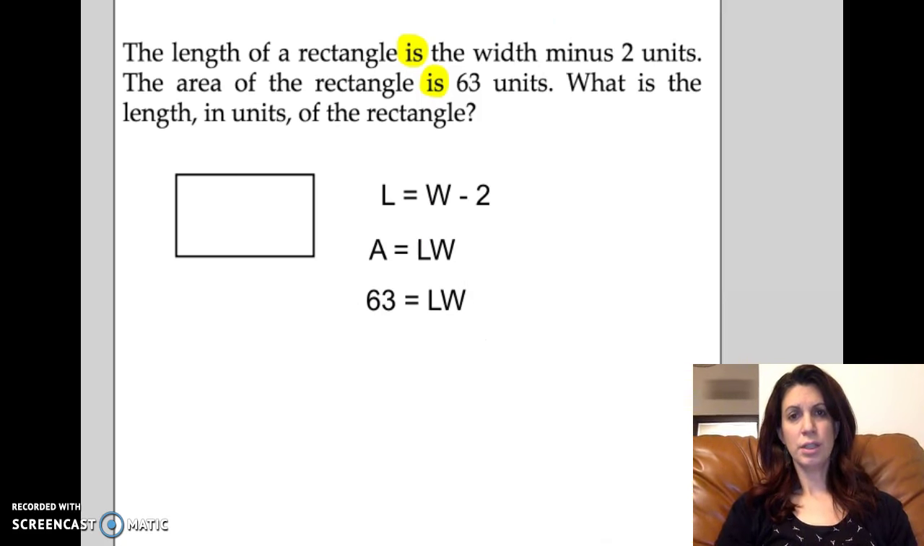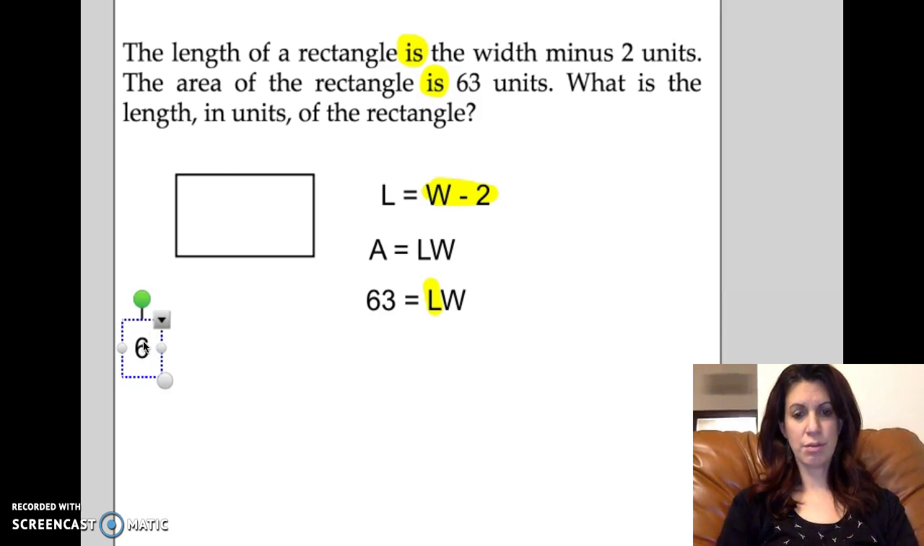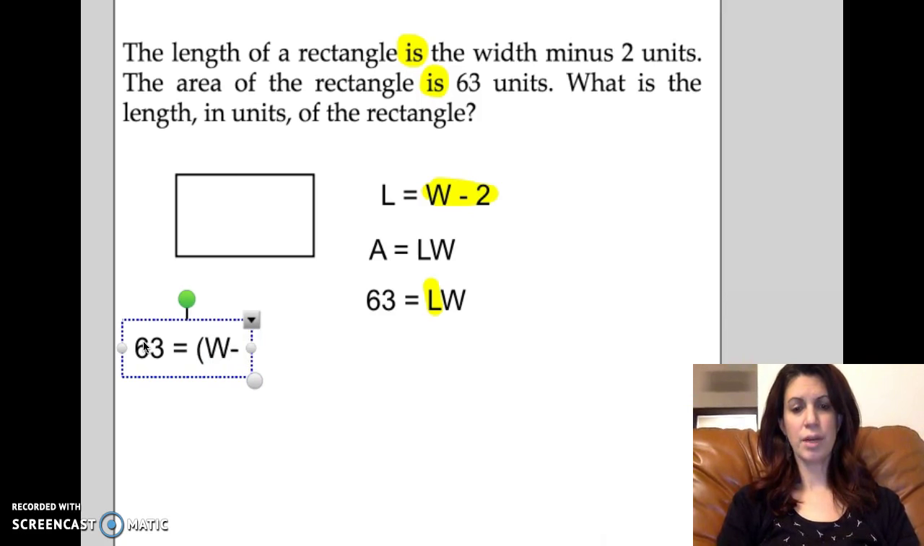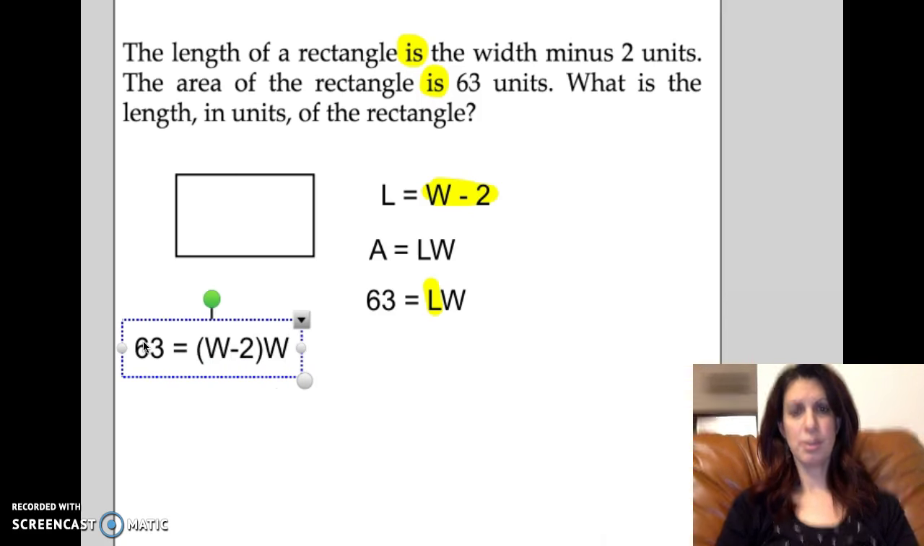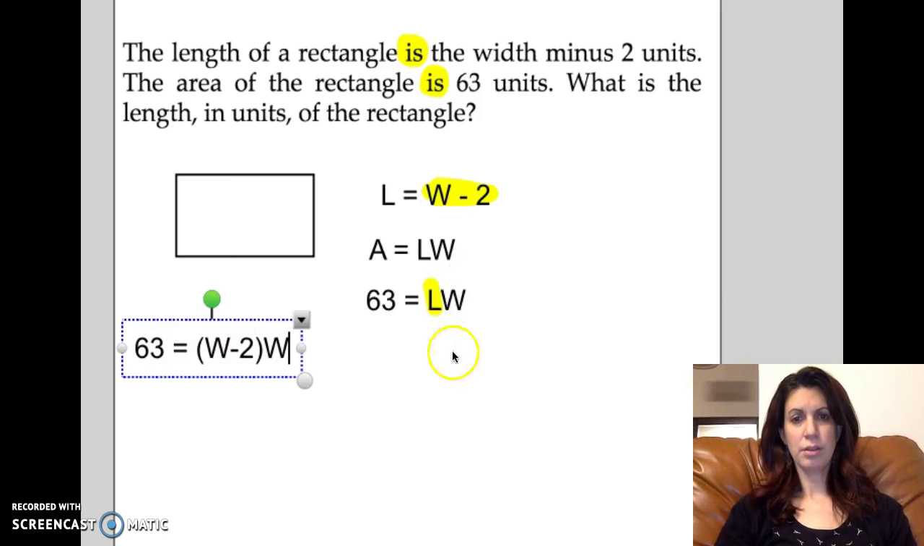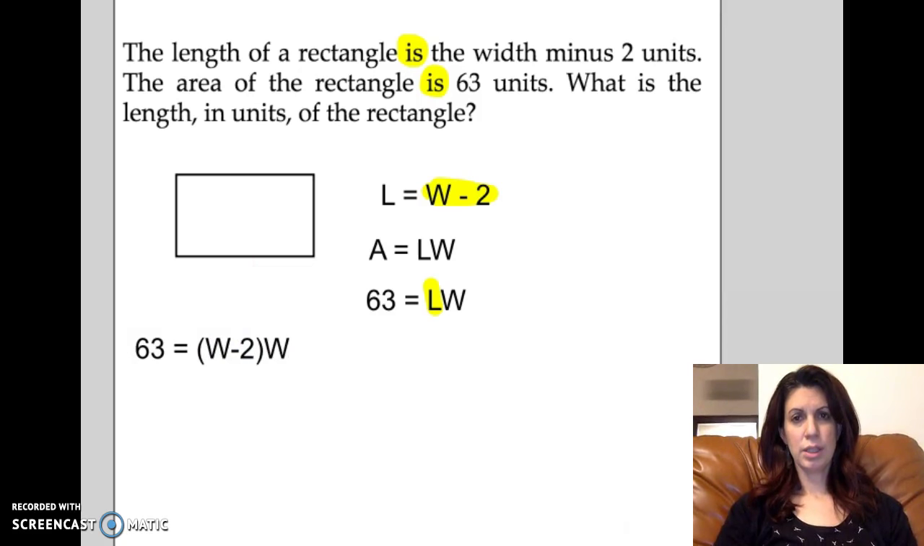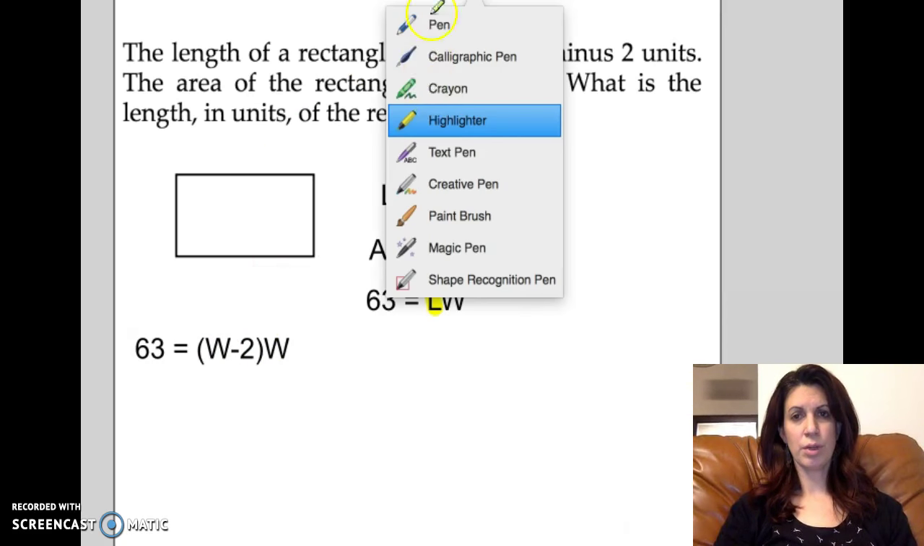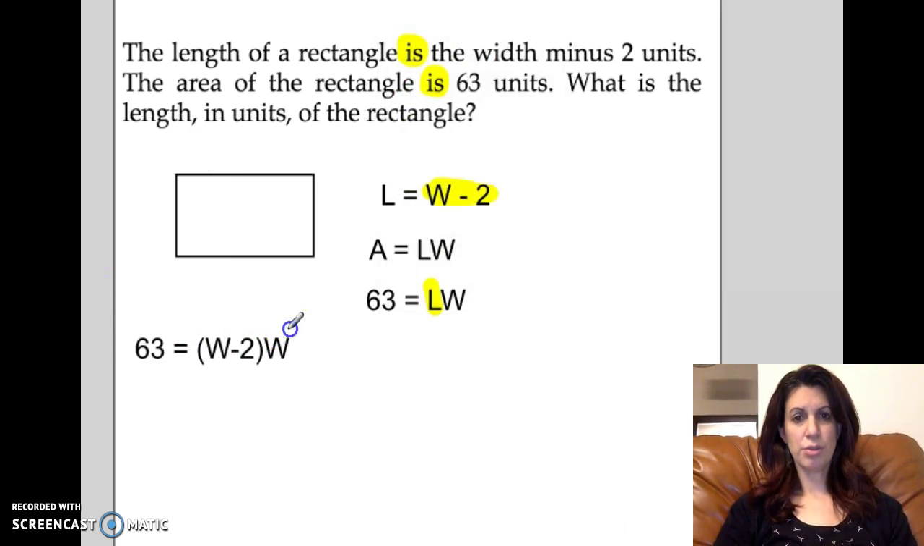So what we're going to do is take W minus 2, because that equals L, and replace L with W minus 2. Now we will have 63 equals, instead of L, W minus 2 times the W. This W here goes here, and instead of L, we're writing W minus 2. Now we will distribute this W.